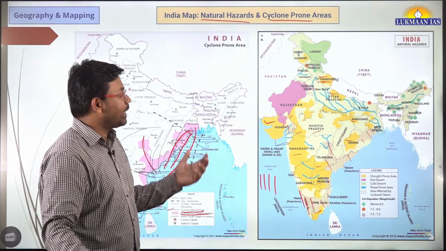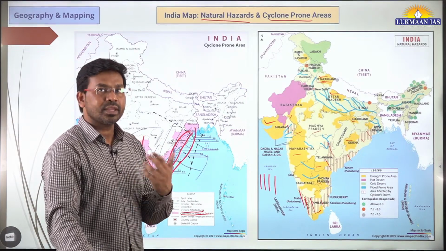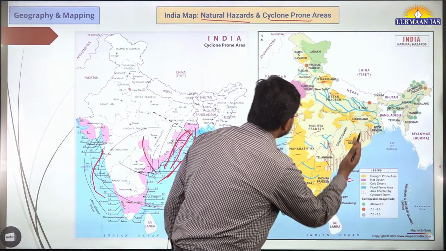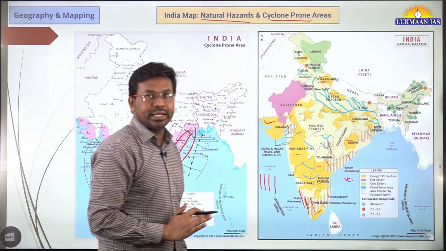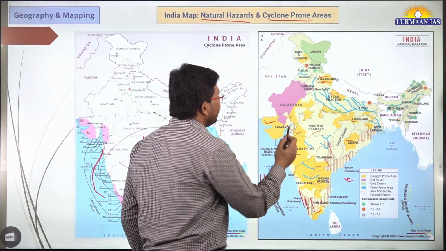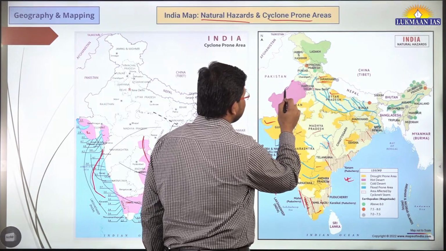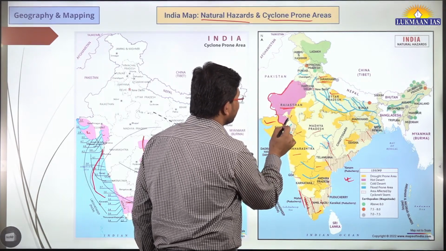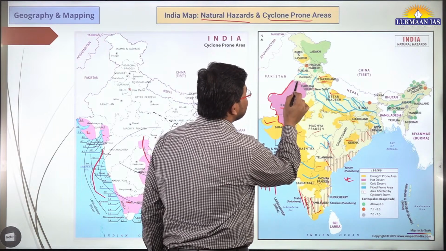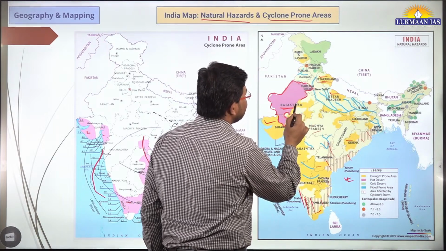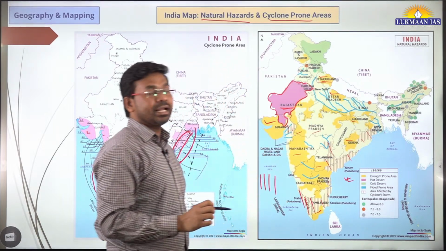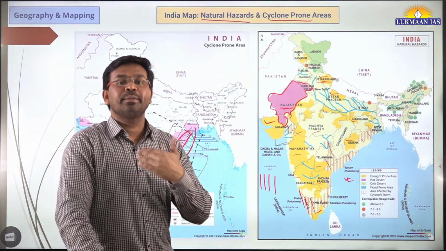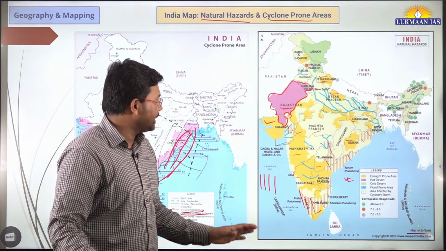Apart from this, we do have some hot deserts and cold deserts. Where are hot deserts located? Hot deserts are located on the western side of India, especially in the state of Rajasthan. Most of the portion of Rajasthan, including some areas in Gujarat, Haryana and Delhi, are hot deserts, meaning they are generally hotter as compared to other areas in the country.